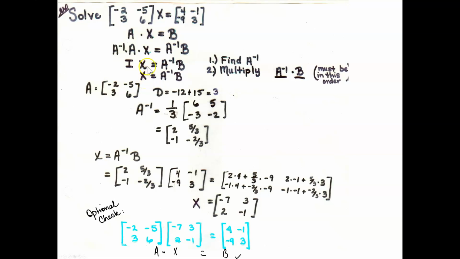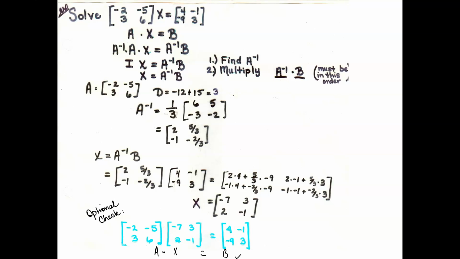So of course, what I do to one side, I do to the other side. If I multiplied the left side by the inverse of A, I've got to multiply the right side. So I'm going to do the inverse of A times B, and that will be my answer. To put it simply, step number one, find the inverse of A. And then step number two, multiply the inverse of A times B.